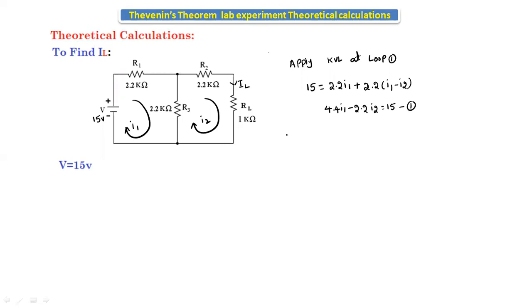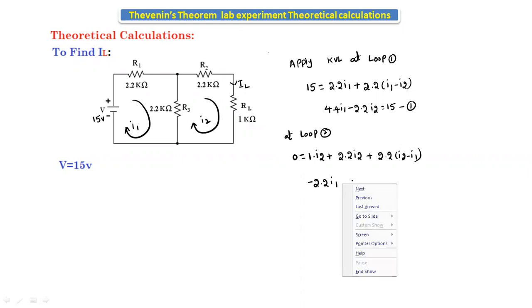Next, we apply KVL at loop 2. In loop 2 there is no source, that's why 0 is equal to 1 into I2 plus 2.2 into I2 minus I1 for the common resistor. Now, if we simplify this, we will get minus 2.2 into I1 plus 5.4.